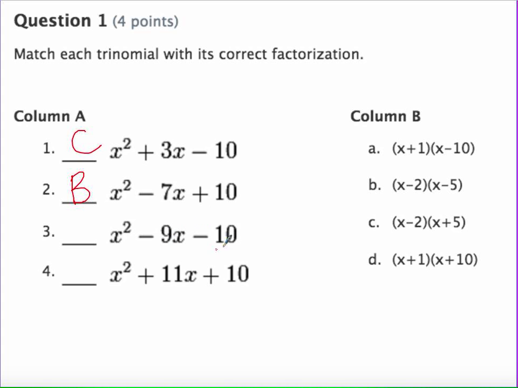On number 3, two numbers that multiply to give me negative 10 but add to give me negative 9 are going to be negative 10 and positive 1. And so that means that D must be the answer to number 4. The two numbers that multiply to give me positive 10 are positive 10 and positive 1, and they also add to give me positive 11.